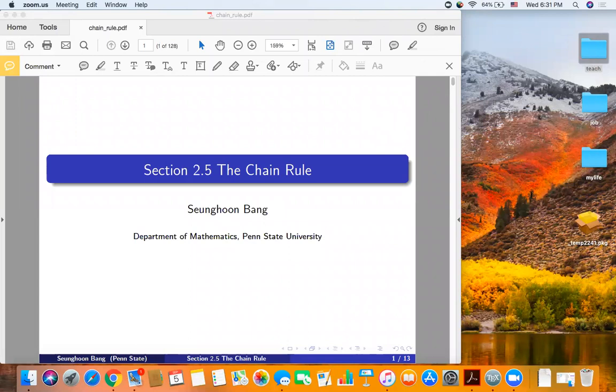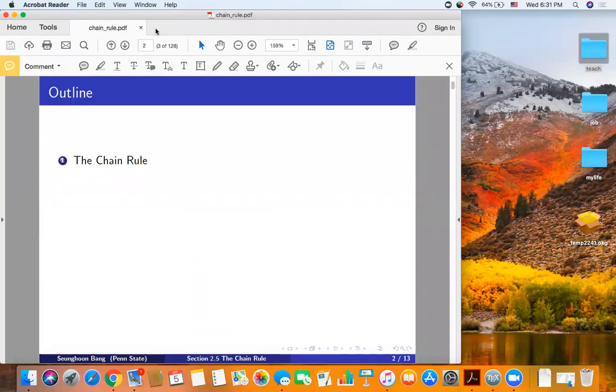Okay, today I'm going to talk about section 2.5, the chain rule. This is the outline. First, I'm going to talk about the chain rule. The second, the power rule combined with the chain rule. Third, I'm going to give some examples to you.